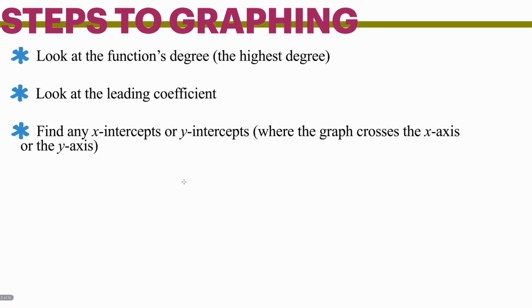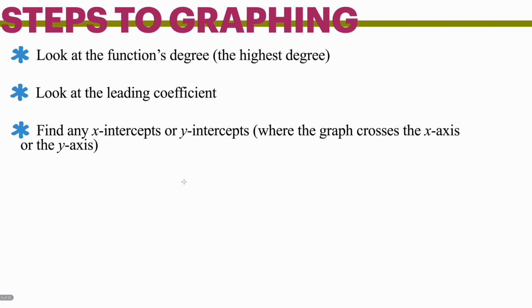Steps to graphing polynomial functions: the first step is to look at the highest degree, then look at the leading coefficient, whether it's positive or negative. So again, at this point, you're looking for if it is positive or negative. And then you are looking for any x-intercepts and y-intercepts.